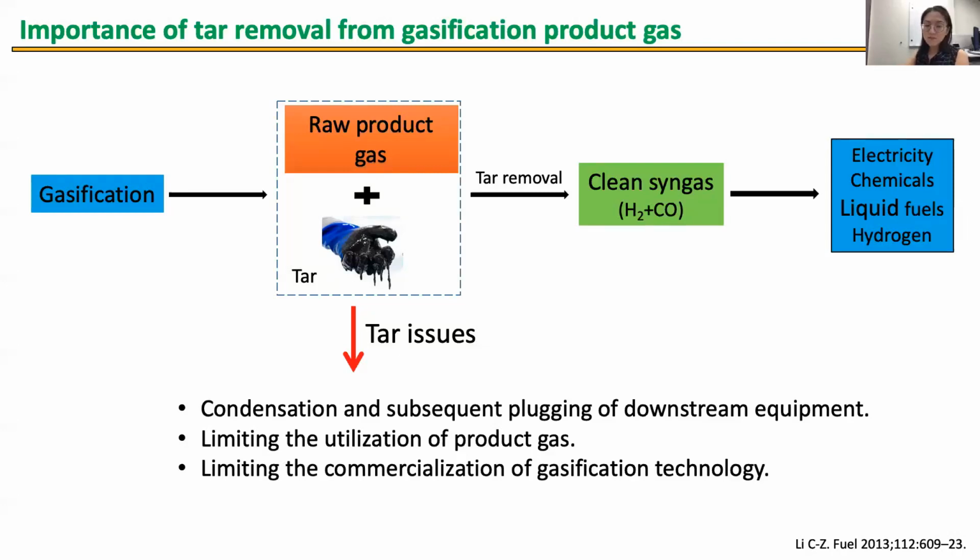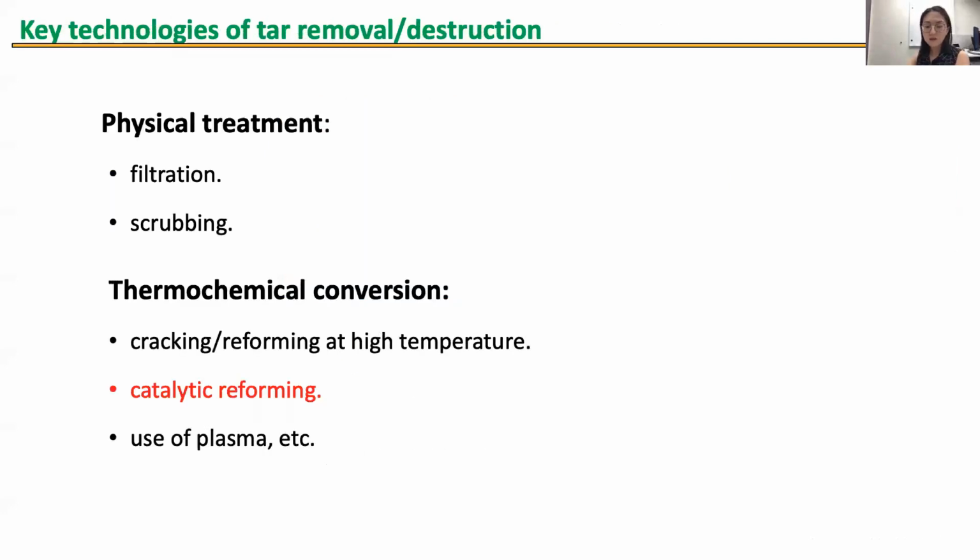Second of all, the existence of tar inside the gasifier can easily condense inside the system, causing the plugging and the corrosion of the systems. So tar removal has been considered as a key issue limiting the commercialization of gasification technology. So far, the key technologies for tar removal can be generally divided into physical treatment using, like, filter or scrubber, and thermochemical conversion of tar, cracking or reforming tar at high temperatures in the presence or absence of catalysts.